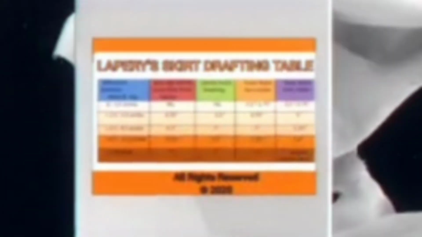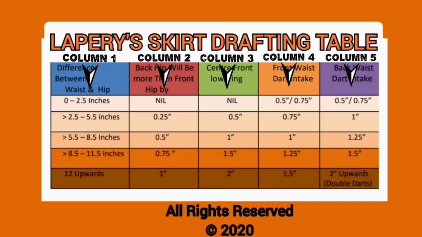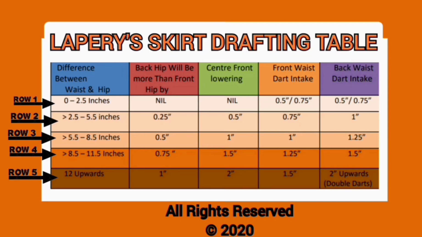Without further ado, let's go into the unveiling and analysis of the LAPERY'S Skirt Drafting Table. Here is the LAPERY'S Skirt Drafting Table. It has 5 columns and 5 rows.